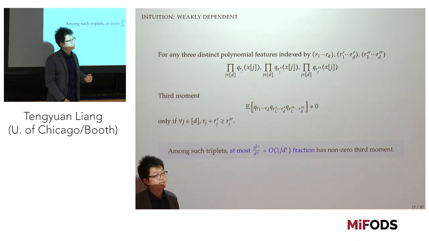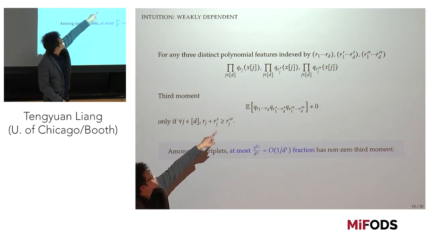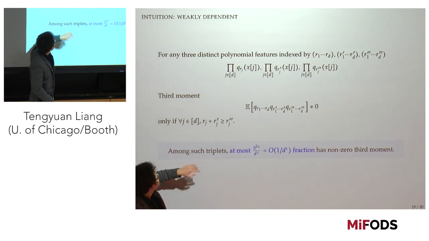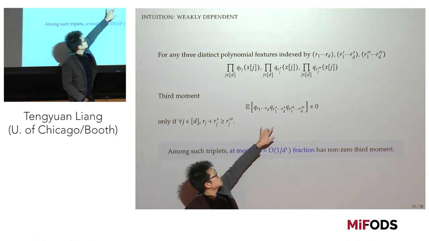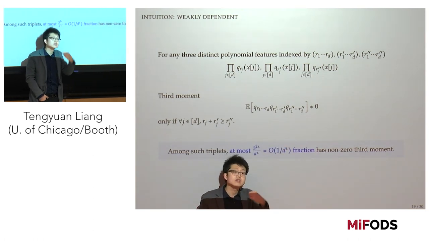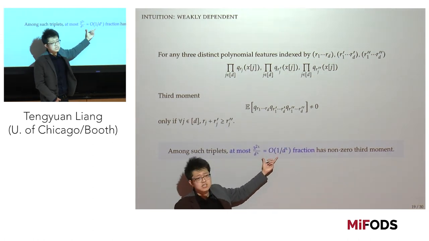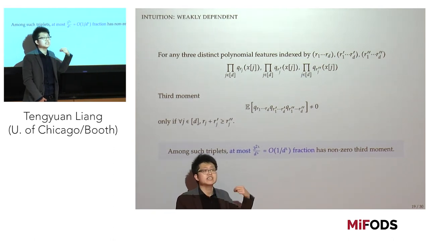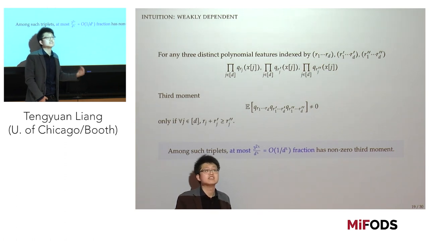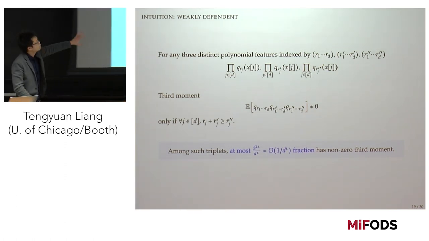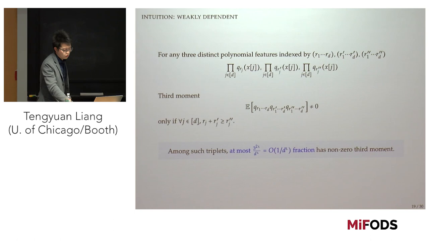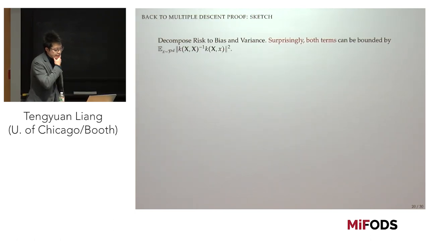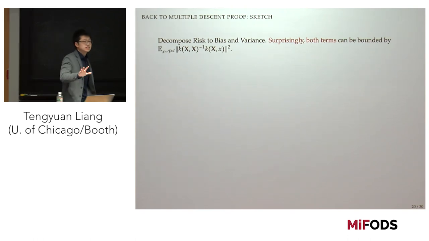Let's raise to the third moment. For any three multi-indices, you can show that the number of terms for which the third moment is non-zero is only a tiny fraction. This is a basic combinatorial counting argument. I won't get into detail, but you can show only a tiny fraction have non-zero third moment. Using a more complex form of this, you are able to overcome the technical issue and show the small ball property.